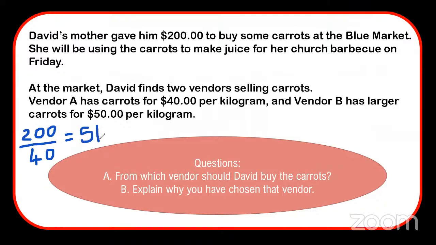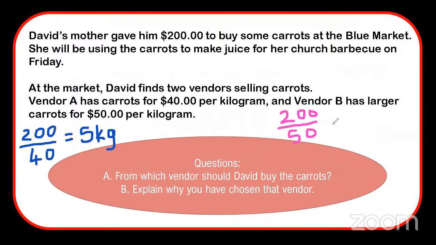What about vendor B? Tell me, how many kilograms will David get to buy at vendor B? Very good, guys. He will definitely get 5 kilograms at vendor A. At vendor B, how many kilograms will he buy? So we have $200 here. It's the same $200 that the comment says he gets to buy carrots with. But at vendor B, it's $50 per kilogram.